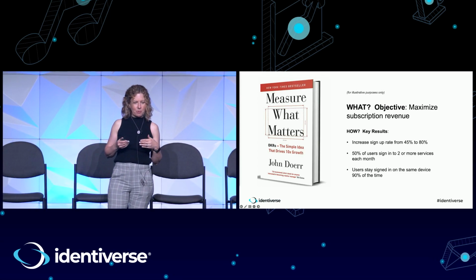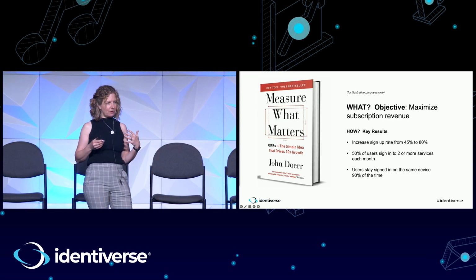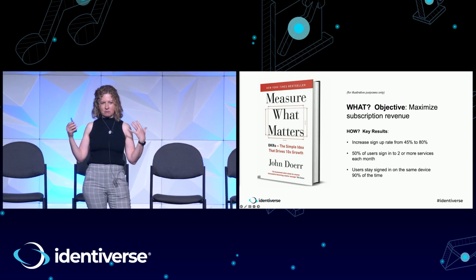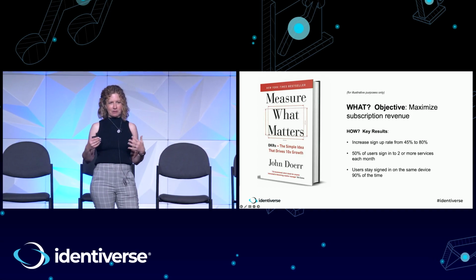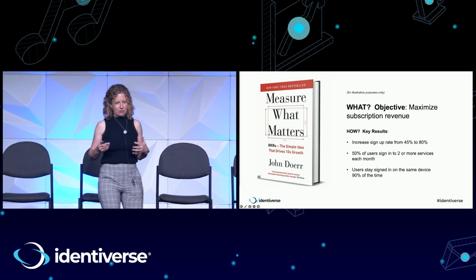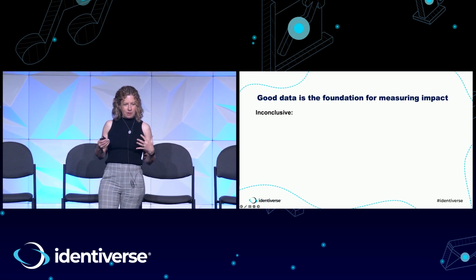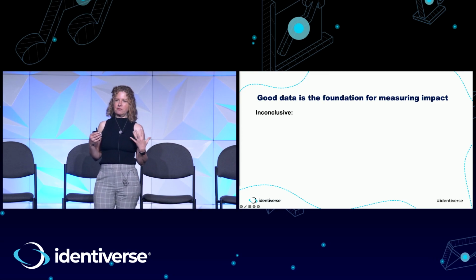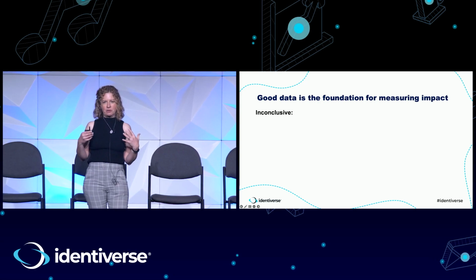So, for example, increase sign-up rates, 50% of the users can sign into 2 or more services, getting users to stay signed in longer. If you're in an ads-driven business, then obviously having people logged in longer, having them online longer, allows you to get better targeting and drive some of these other metrics. So that's important. And the other thing, good data, good telemetry, is a foundation for measuring this impact and knowing how you're doing against your KRs.